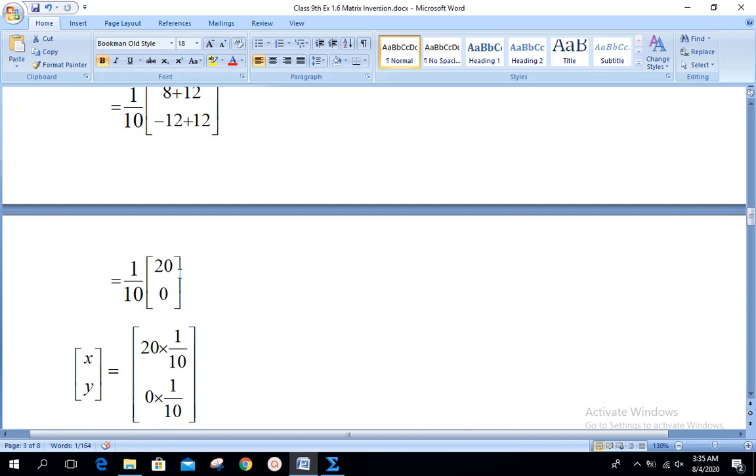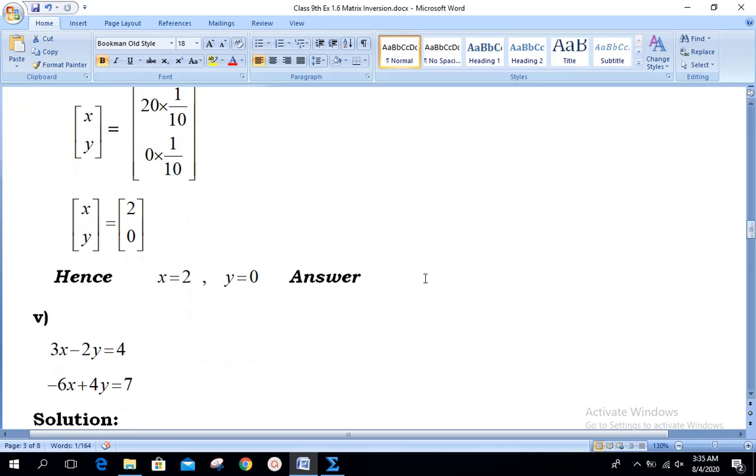So what to do? Introduce this 1 over 10 inside. 20 into 1 over 10 and 0 into 1 over 10, making the cancellation. You will have in front of matrix x y a column matrix 2, 0 in column frame. This means that x is equal to 2 and y is equal to 0. That is my answer. Hope you all understand.